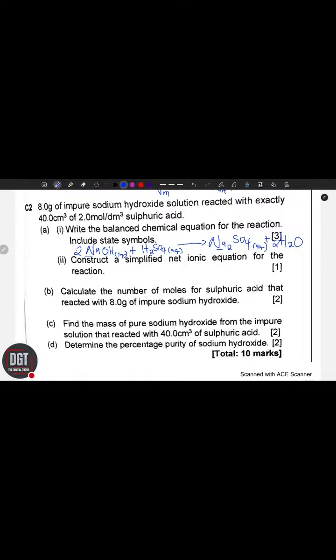All right. So that is the equation. Then construct a simplified net ionic equation for the reaction. So now, when you are constructing the net ionic equation, you need to make sure that, what do you do? What is in aqueous state is what splits, and of course the one that is in liquid form remains just like that. So now, the problem here is most of you do not know how to split these.